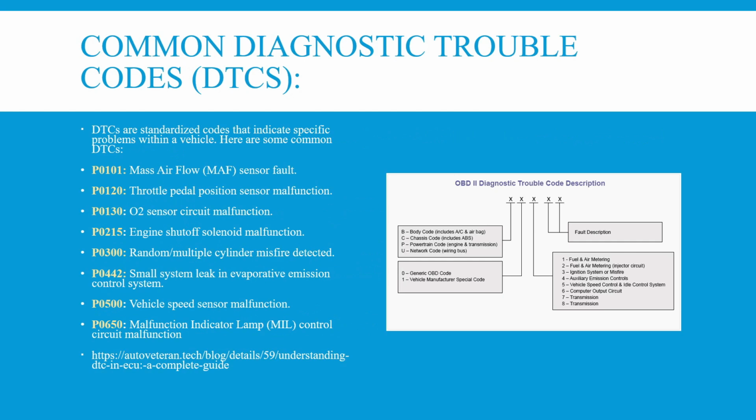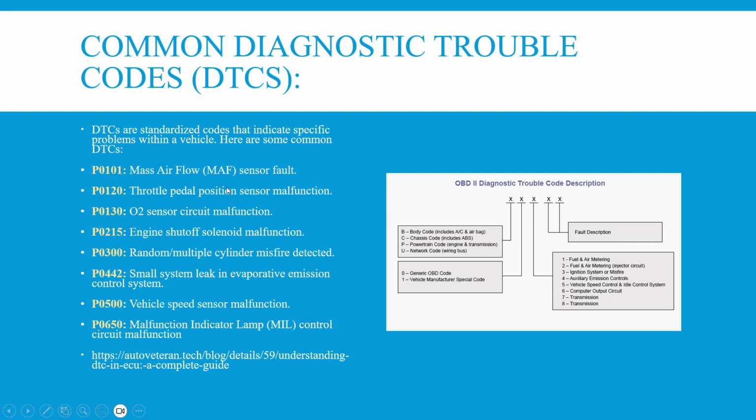Common diagnostic trouble codes, DTCs. The DTCs are standardized codes that indicate specific problems with the vehicle. The common format of DTCs from OBD to the diagnostic system is given on the right side. Any DTC code consists of 5 digits.